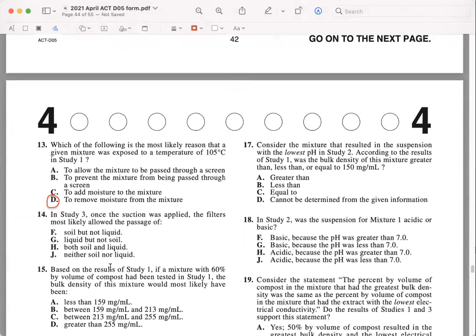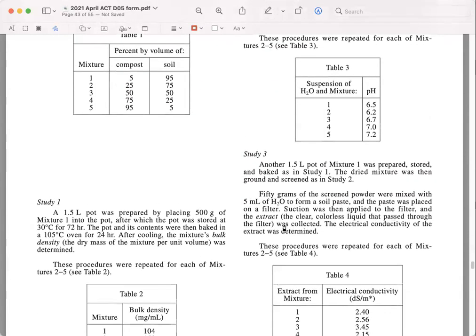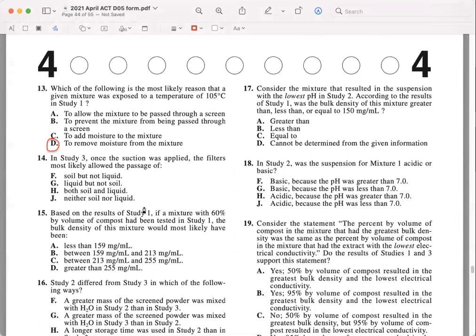In study 3, once this suction was applied, the filters most likely allowed the passage of... so the suction was applied and the extract was collected. So it allowed the passage of liquid, but not solid. Yeah, liquid, but not the soil. That is how you get the extract, right?